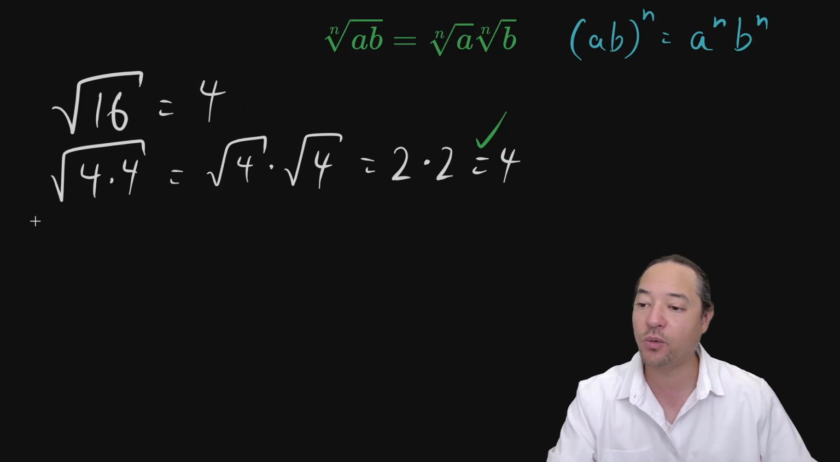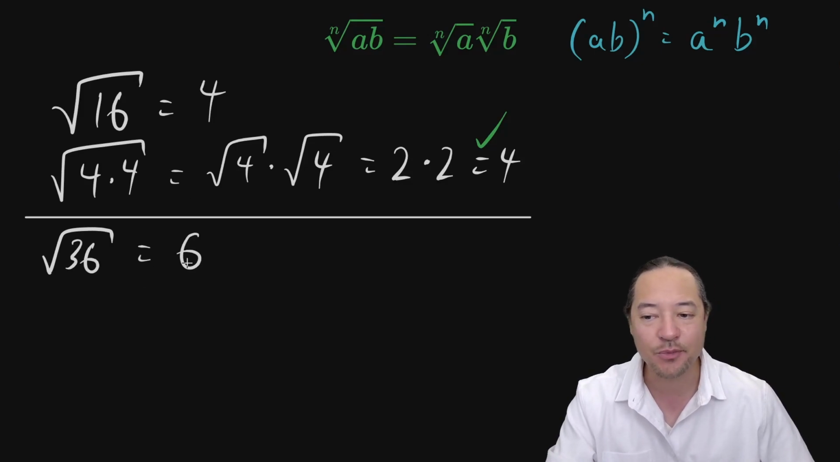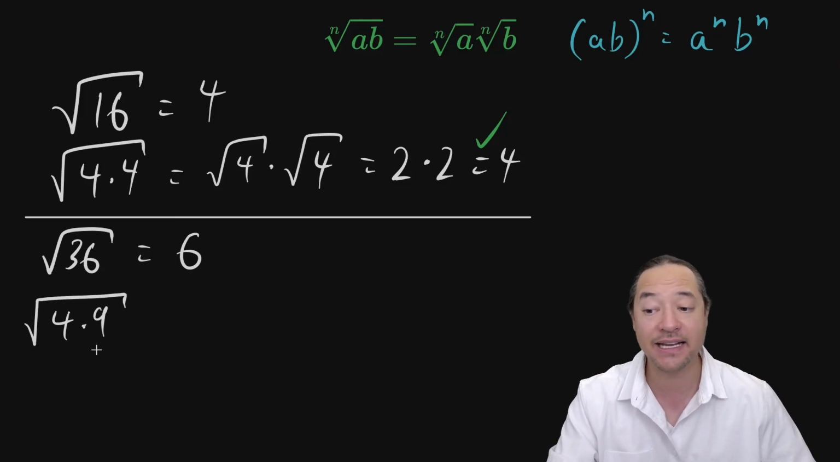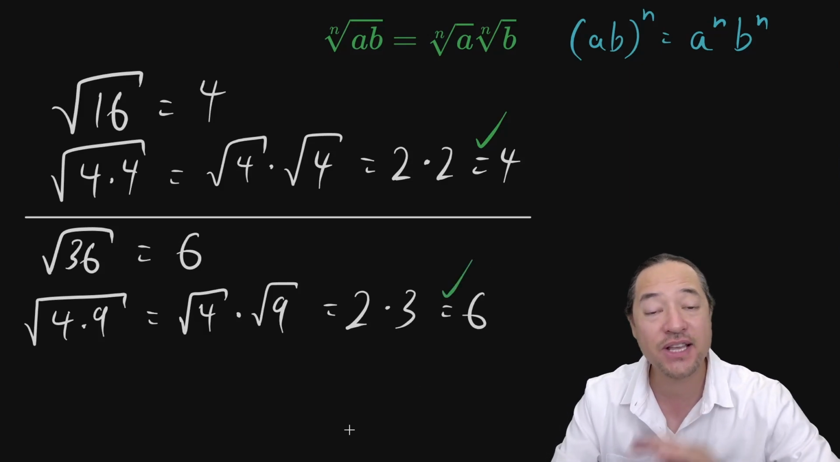Let's try another one. How about the square root of 36? Okay, so the square root of 36, I should get the number 6. That's what I'm expecting. Let's decompose this 36 into, how about 4 times 9, okay? And if I do this, well, I can say this is the same as the square root of 4 times the square root of 9 using my rule here. Square root of 4 is 2. The square root of 9 is 3. 2 times 3, well, that is 6. So again, it works. Okay, so that's the first rule here.